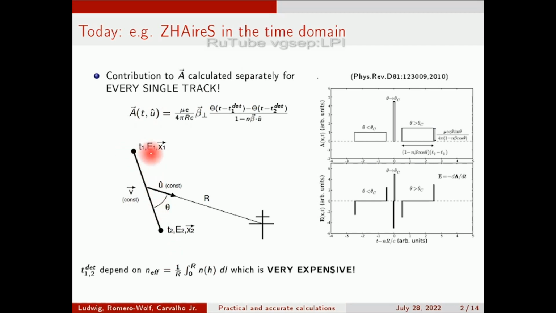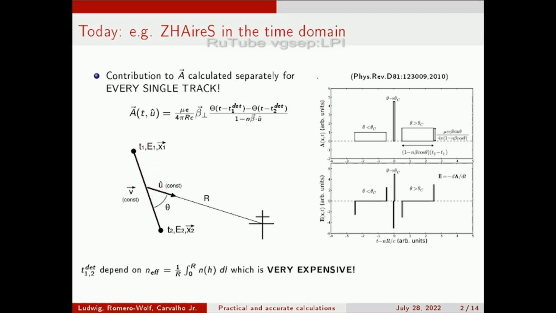This is actually a very small track. It's like a step in the propagation of an electron in the shower. So you can imagine there are a gazillion of these to analyze and calculate the contribution. So the way it is now, we calculate the contribution for every single track.